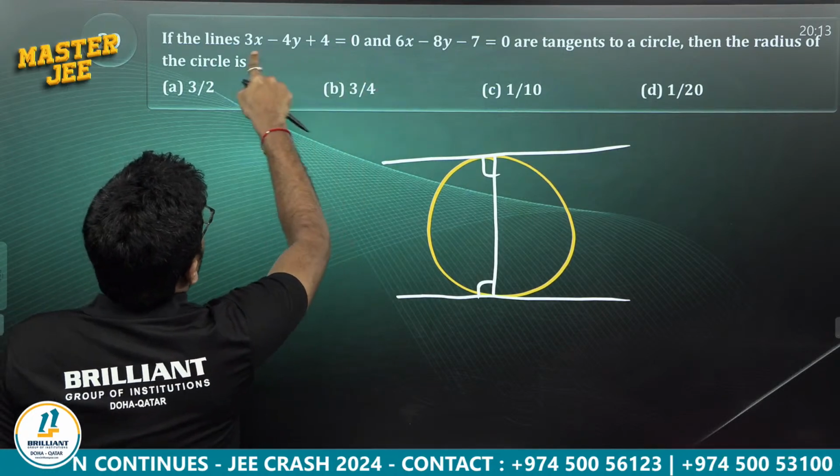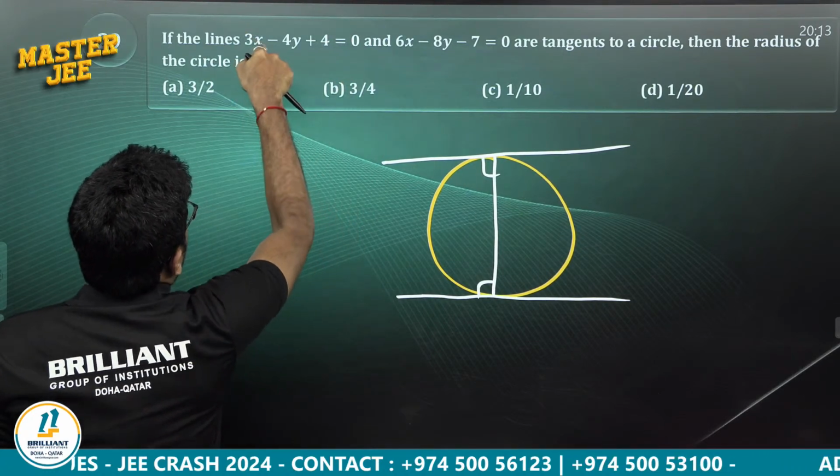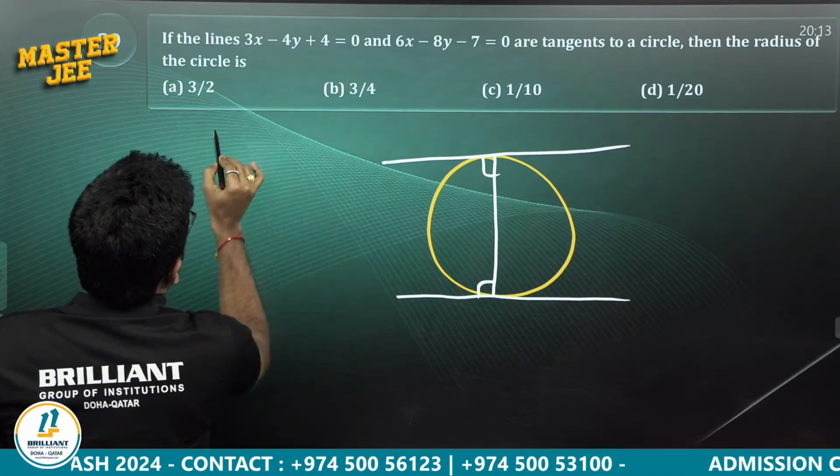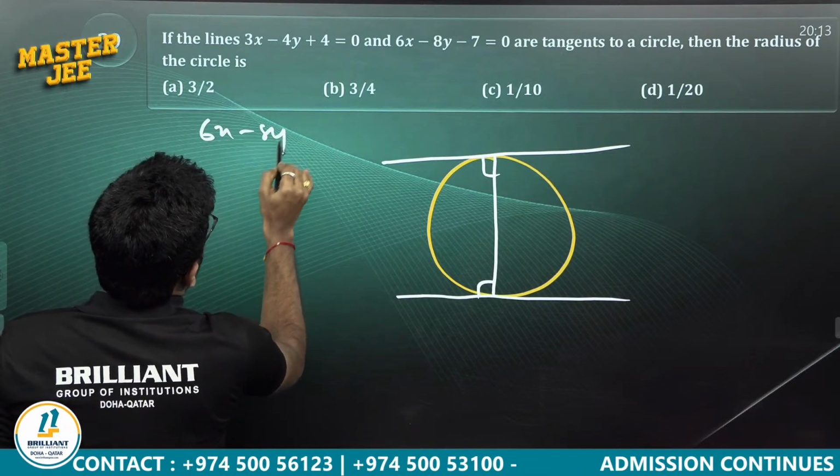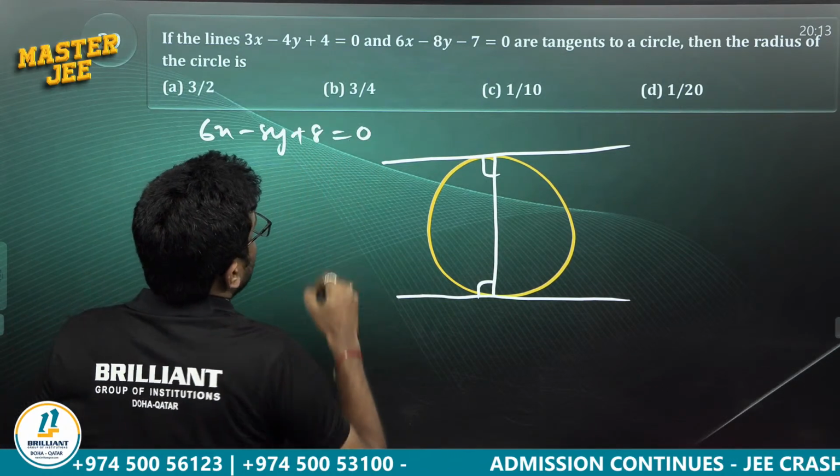First, to do that, we have to equate the coefficients. Multiply the first line with 2. So we get 6x minus 8y plus 8 is equal to 0.